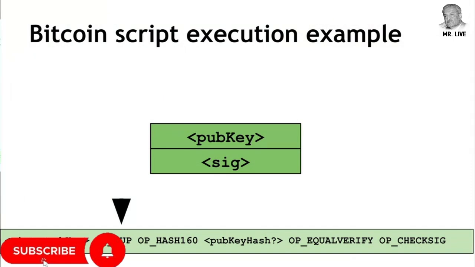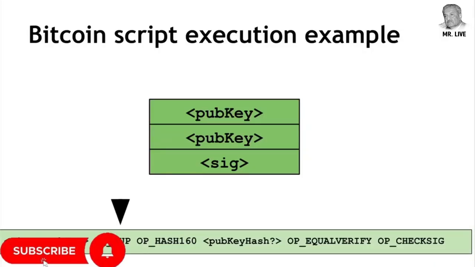So this duplicate instruction, OP_DUP, says simply take the value that's on the top of the stack, pop it off, and then write two copies back to the stack. So we're just going to duplicate that public key. The next instruction, HASH160, says take the top value on the stack and compute a cryptographic hash of it. So this top value is going to be converted from the public key into a hash of the public key.